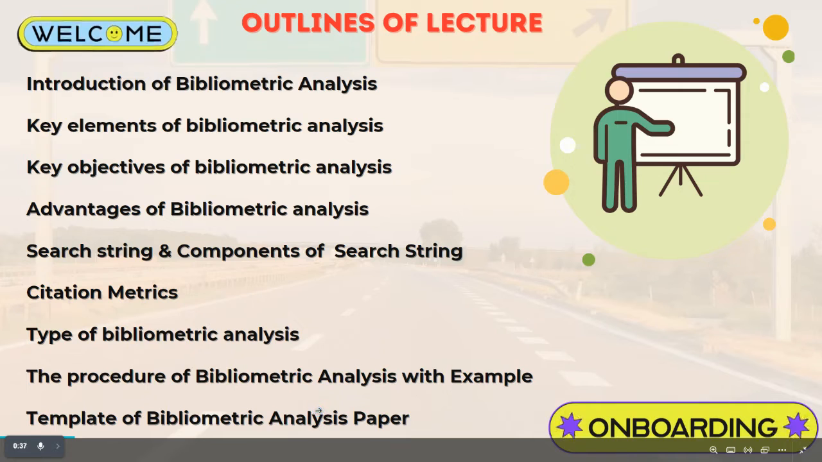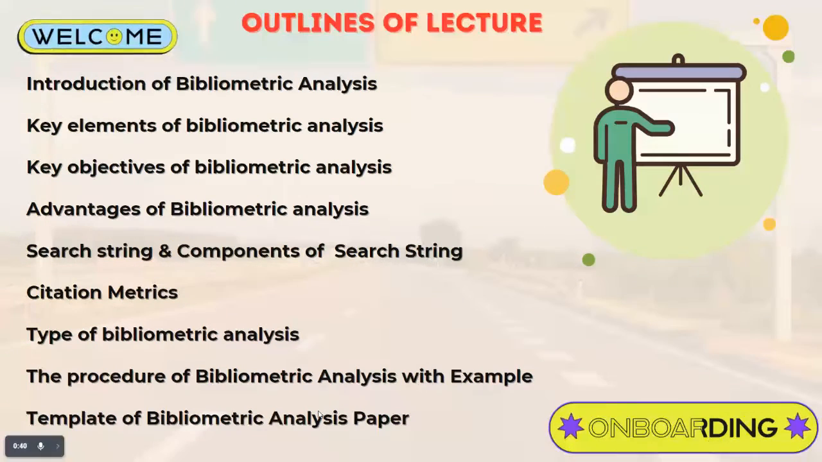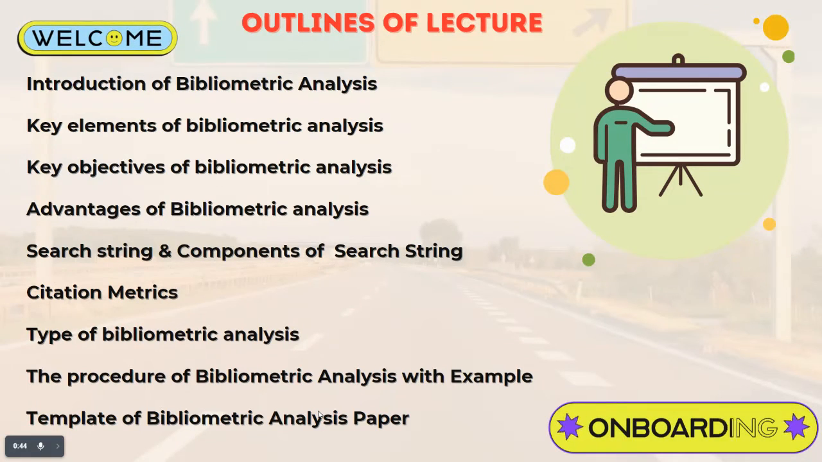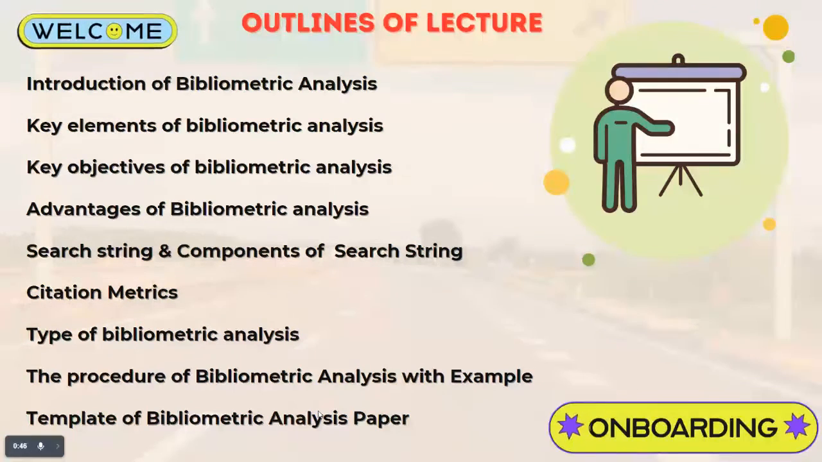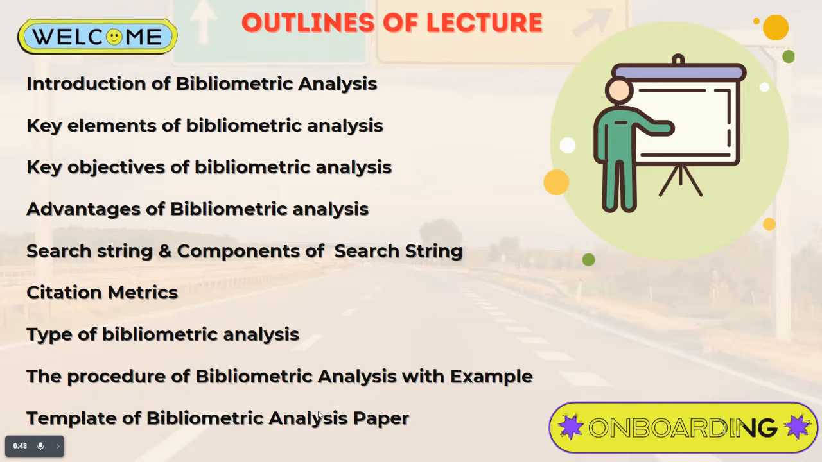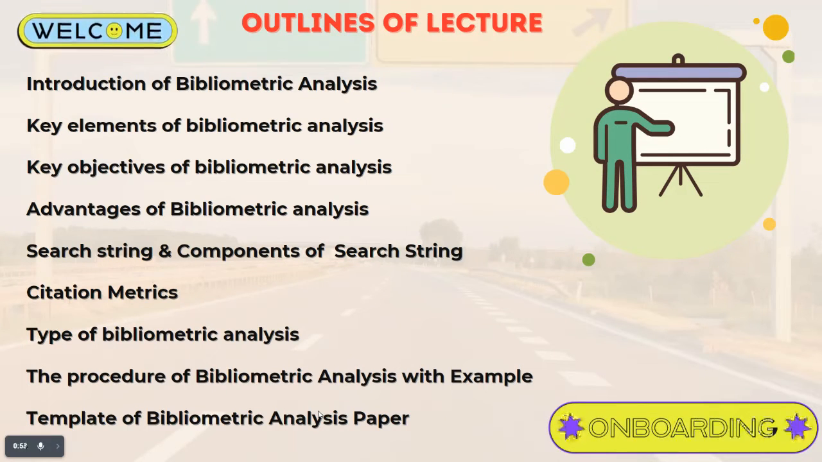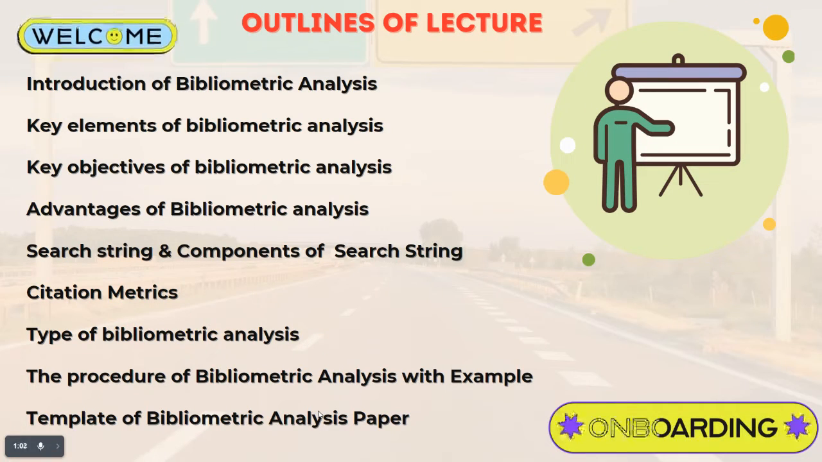So in this class, we will talk about the introduction of bibliometric analysis. Then I will show you the key elements of bibliometric analysis. After that, I will discuss with you what the objects of bibliometric analysis are. And also I will show you some advantages of bibliometric analysis. Then I will discuss the search string and components of search strings. I will show you how you can use those things when you are doing research.